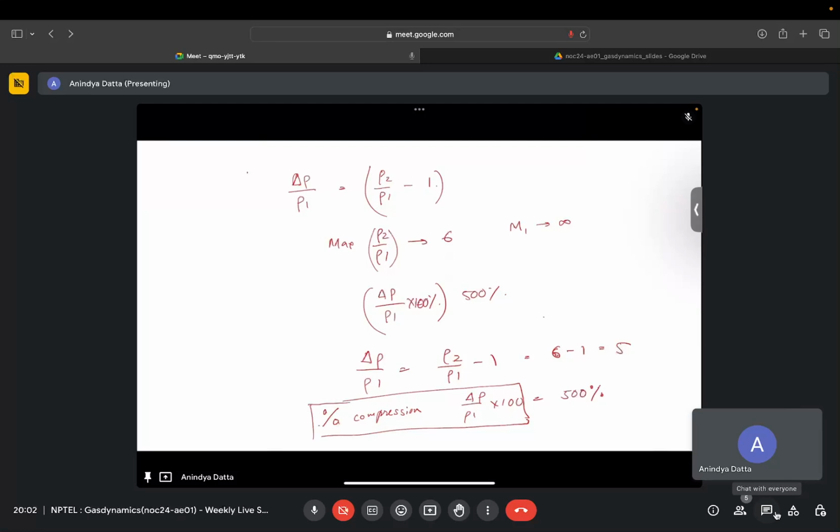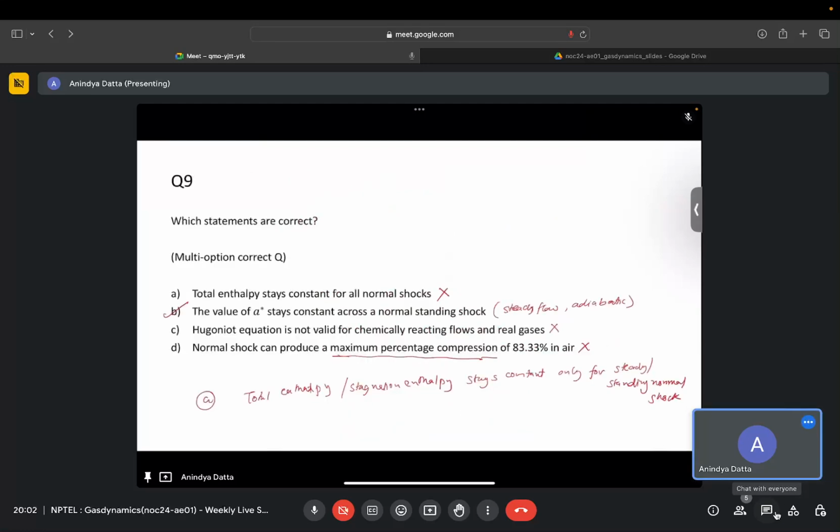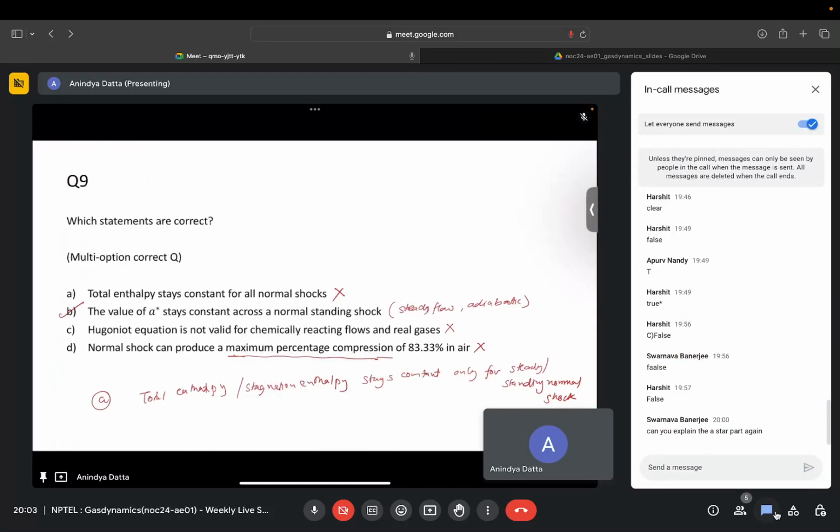It's saying that the maximum we can get is a 500% increase in the density, because of the way air passes through the shock. Okay, right, got it.